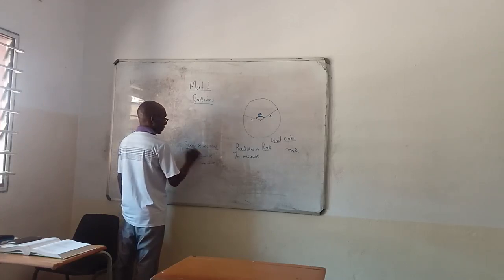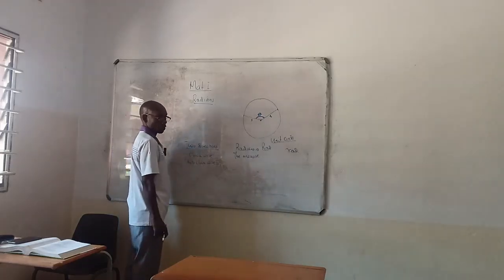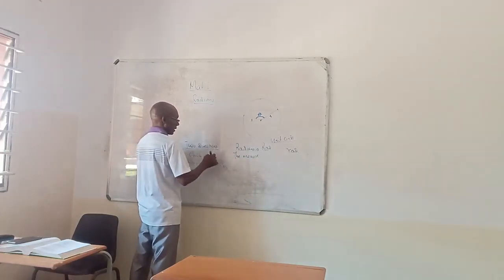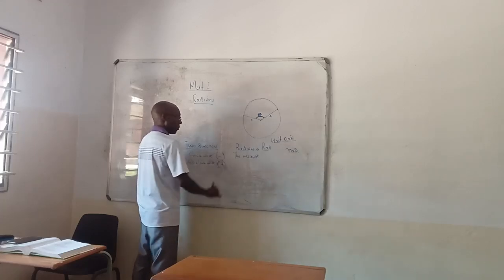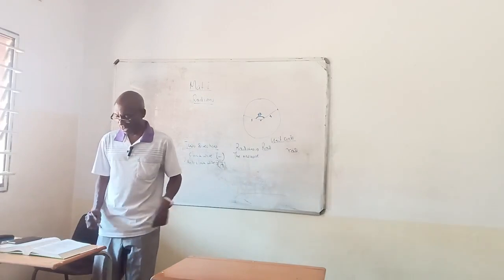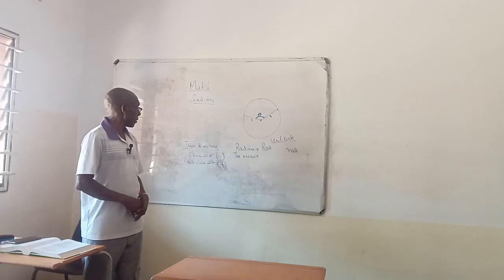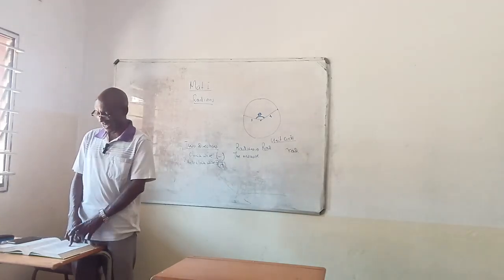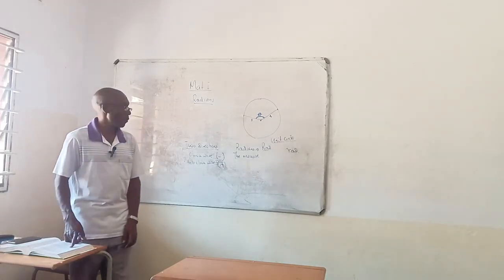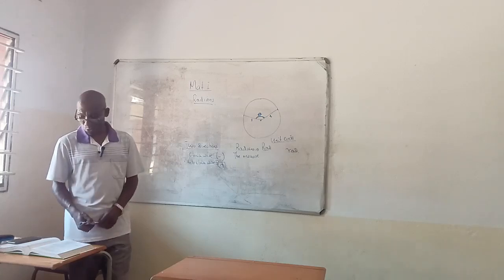Anti-clockwise direction. The clockwise direction is a negative measure. But the anti-clockwise is a positive measure. In other words, it's a positive angle measure. The positive angle measure is the anti-clockwise. So the first one is anti-clockwise, that is a positive angle measure. The second one is clockwise, that is a negative angle measure.